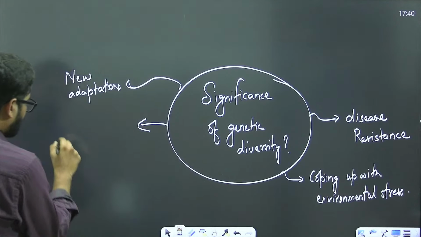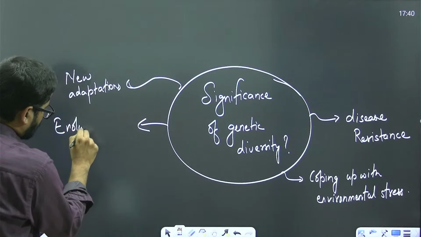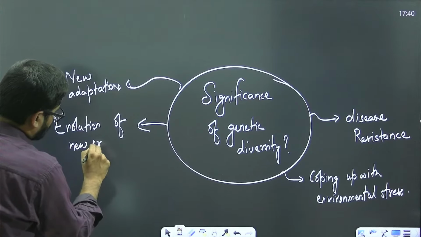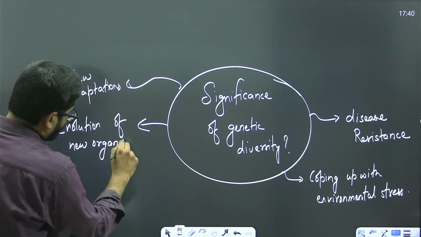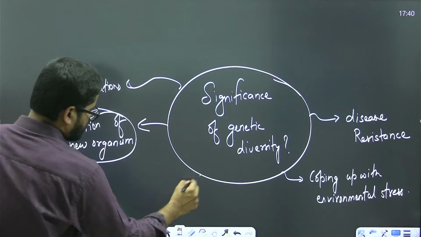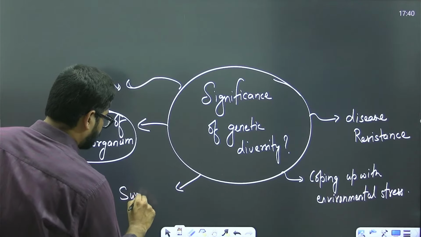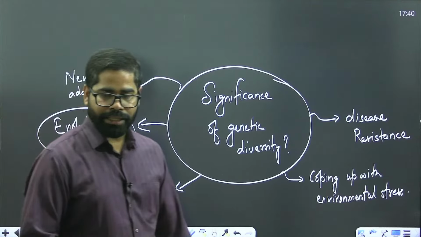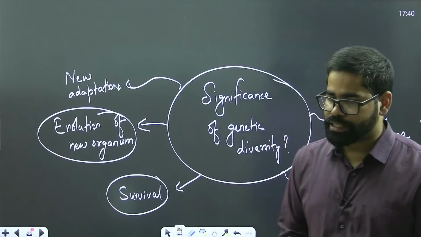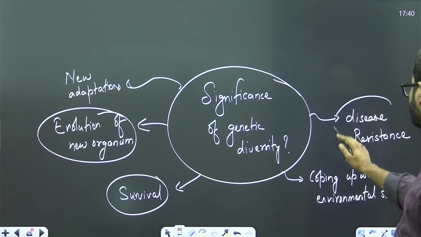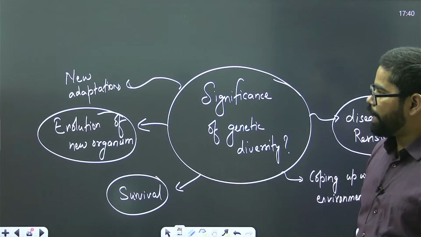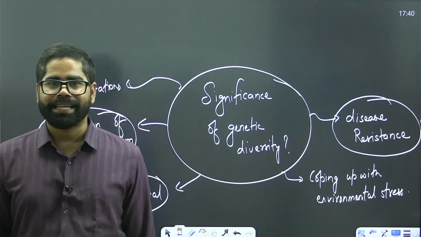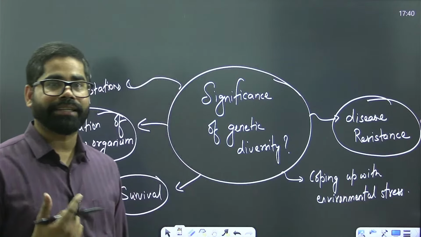Then we will see that there is also evolution of new organisms, survival. So disease resistance is there. Then we have coping up with environmental stress, survival, new adaptations, evolution of new organisms. All these things are the significance of genetic diversity.